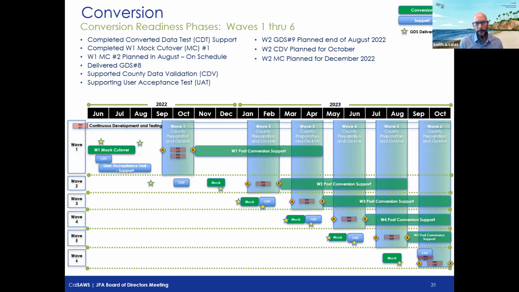Converted data testing. We are still supporting converted data testing. There are still open CDT defects, and as Arnold noted, we're in the process of continuing to resolve those. There are no priority 1 defects, and all of our priority 2 defects are aligned with the GDS prior to our wave 1 go live. So we're making good progress there.